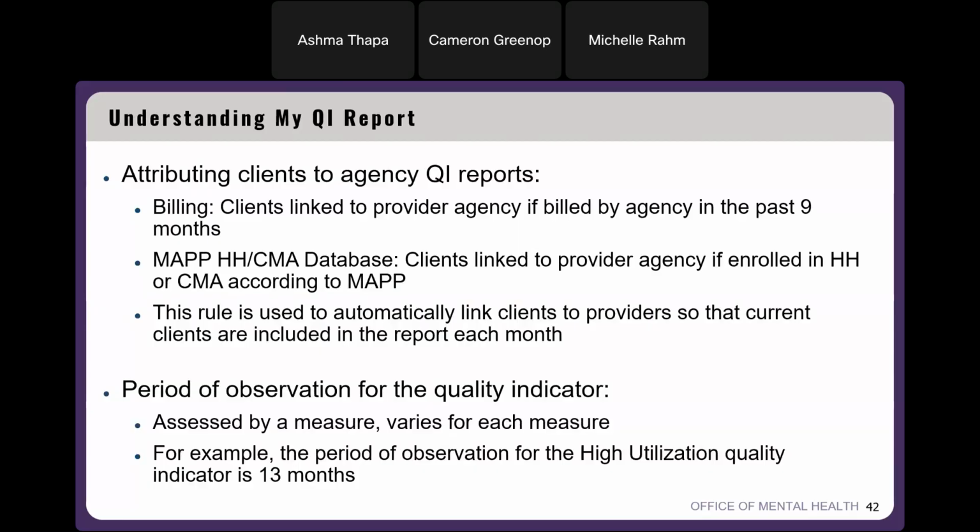So, clients that are linked to a provider agency if they are enrolled in a health home or a CMA, according to MAP, will also be linked to QI reports. And then this rule is used to automatically link the clients to providers so that current clients are included in the report each month. The period of observation for the quality indicator does depend on which measures you're looking at. So it will vary for each of these measures. For example, we have the period of observation for high utilization quality indicator at 13 months. So that is a 13-month look back for that specific measure.